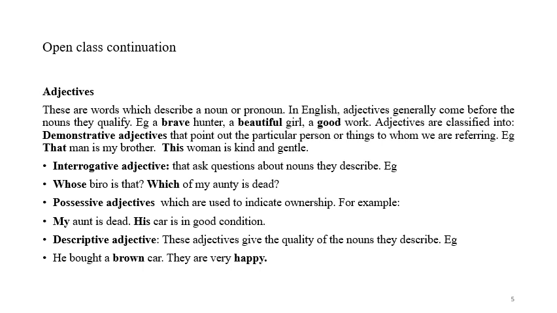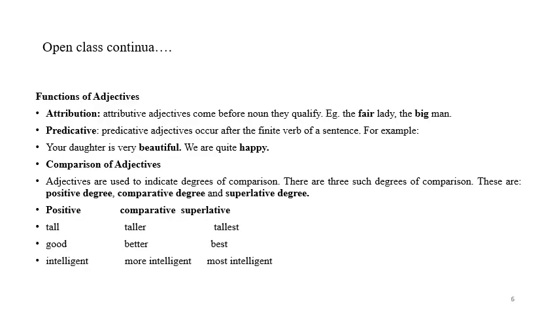Then we have interrogative adjectives. These are adjectives that ask questions. For example, whose biro is that? Which of my aunties is dead? Then we have possessive adjectives, those that show possession. This is his book, her pen, her house, and so on. We have descriptive adjectives that describe persons or things. For example, he has a brown car, he has a white house, and so on.